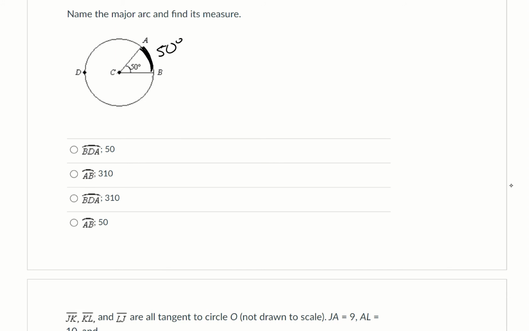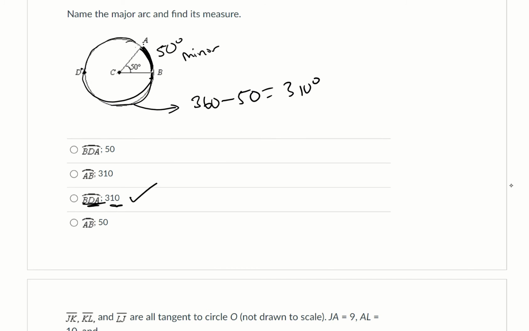Now this is a minor arc since it's smaller than a half circle, so it's less than 180. And so the major arc is the rest of this part here. We know that a full circle is 360, so this is 360 minus 50, which is 310. So the major arc is ADB, or BDA, and it's 310 degrees.